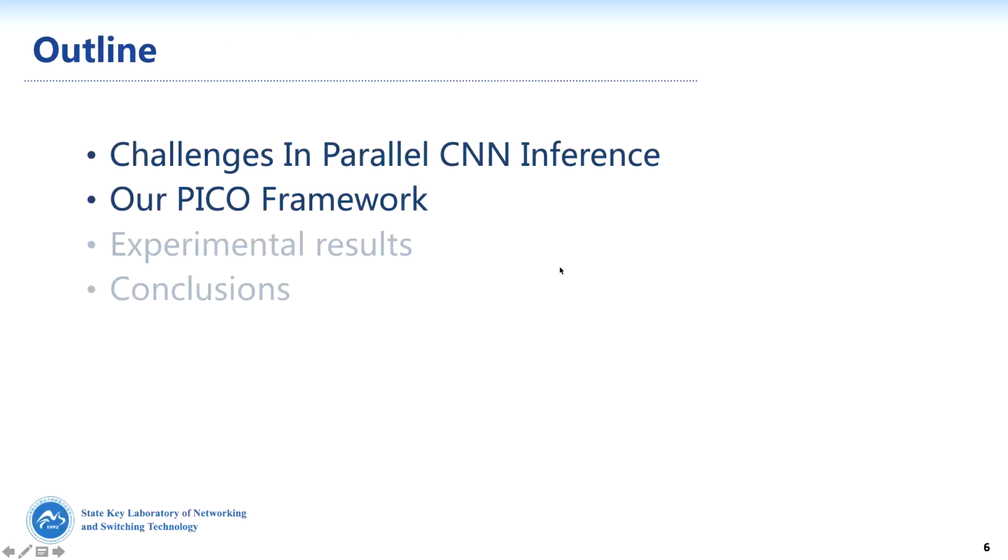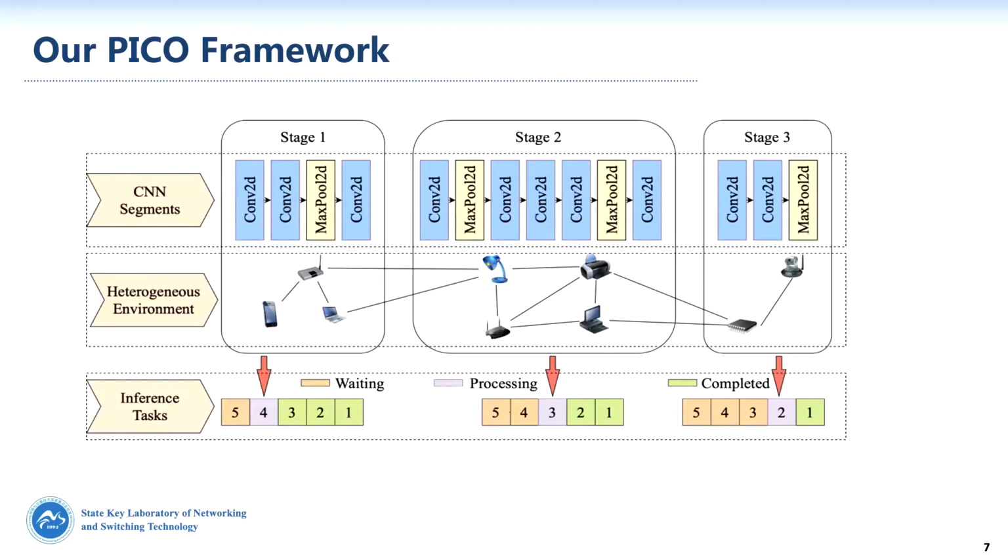Then I will introduce our pipeline cooperative inference framework PICO and how we solve those challenges. We introduce the spirit of pipeline into inference. Here is a sketch of our scheme. We optimize the inference process from 3 dimensions: data, model, and devices.